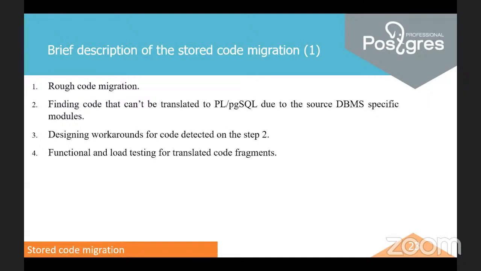The first step here is to try to convert the code as is by using some conversion tools such as Ora2Pg utility, but don't give them large credit since there can be many places that they can't handle. After that, it's required to find some code fragments that can't be translated to PL/pgSQL due to the source database management system specific modules. Perhaps some logic will be moved to the application. Then functional testing should be arranged to detect any logical errors.